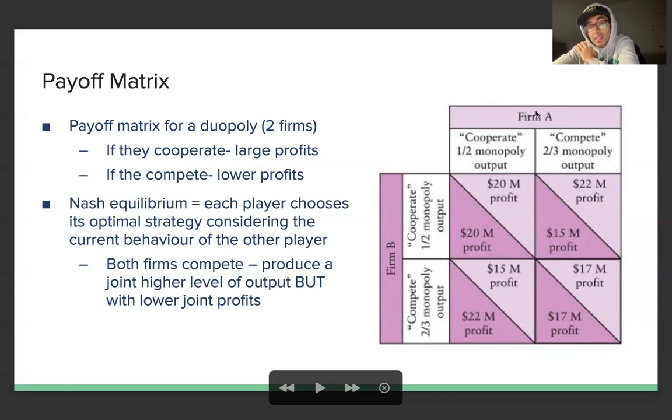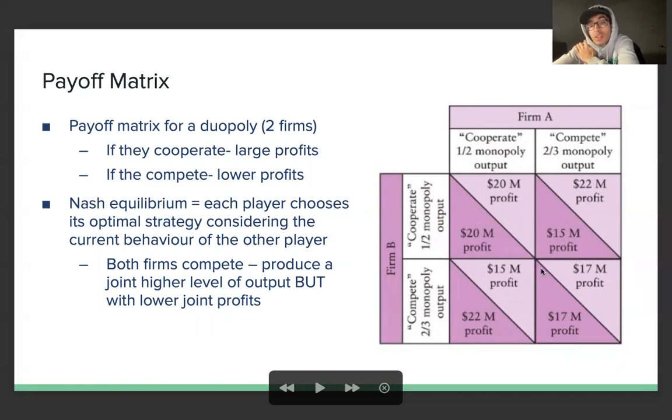Going by the same logic, the other way around, firm A will always choose to compete, regardless of what firm B chooses. When firm B cooperates, it's better for firm A to compete and get 22 compared to 20, and here it's better for firm A to get 17 compared to 15. So firm A will also always choose to compete, and that's why the Nash equilibrium is 17-17, because there is no incentive to deviate from this option.